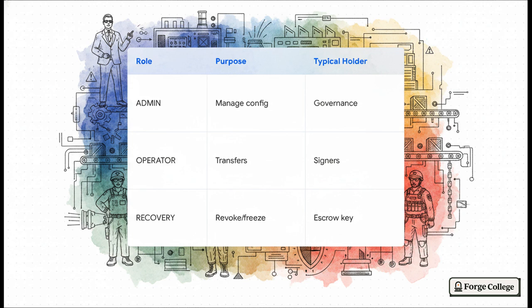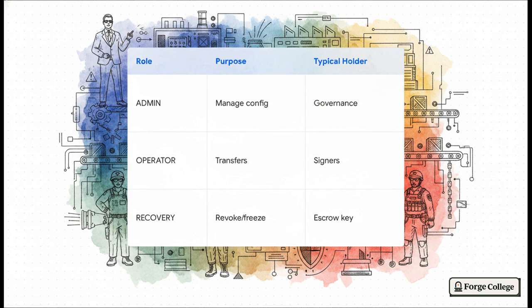First up, the admin. Think of them as the factory CEO. They manage the critical configurations, and they're the ones assigning or revoking other roles. This role should usually be held by a governance multisig or maybe a time lock, and it needs to be highly restricted. Next, we have the operator. This is your day-to-day floor worker. They perform the routine operations, like executing daily transfers. It's typically held by operational signers with a very limited specific scope.